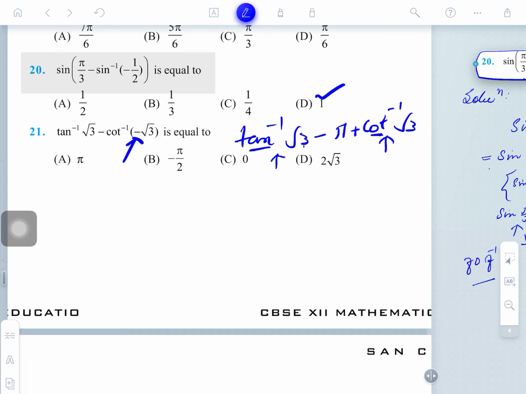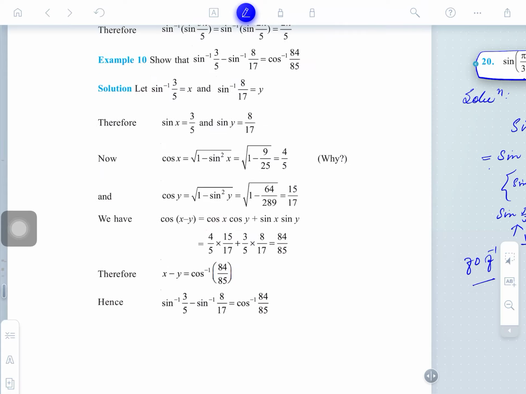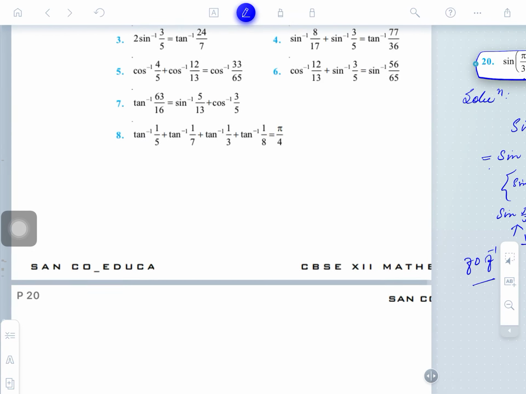So what is to be done here? For the same domain, this type of pattern is creating tan inverse of x plus or minus cot inverse of x. Do you remember this one? Does it work for plus or minus? What type of identity is coming here? You may just think about it. Is there any identity with this?